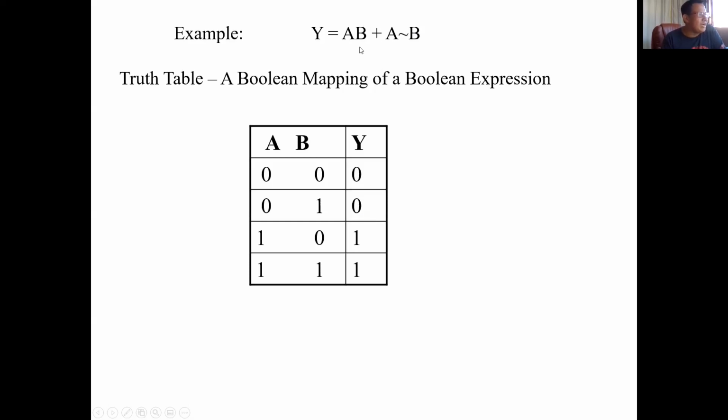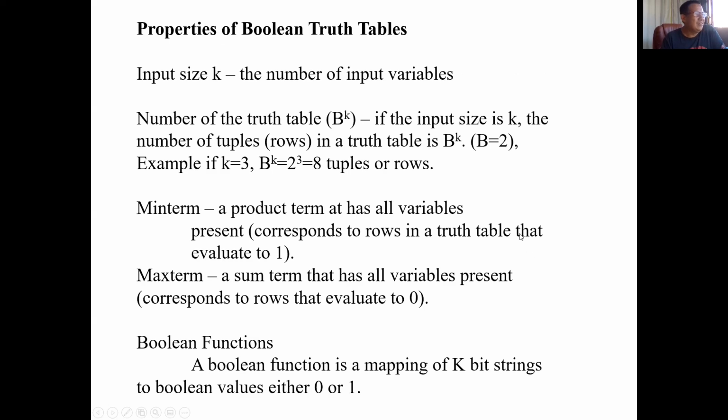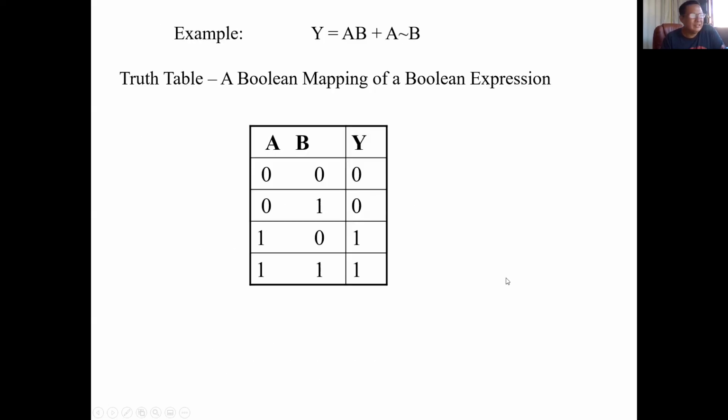Each term is called a product term, because A and B are a product. A and not B is also another product. This is the sum of products form, because there's a plus and the plus adds each product. We have two terms. It's like simple algebra. And the last term is AB, 1, 1 is 1. Do you get this truth table? The truth table of a function Y.